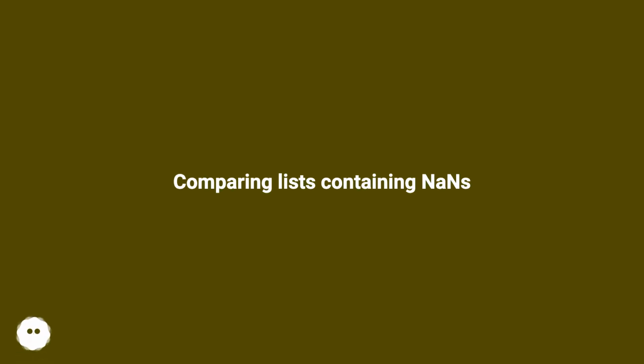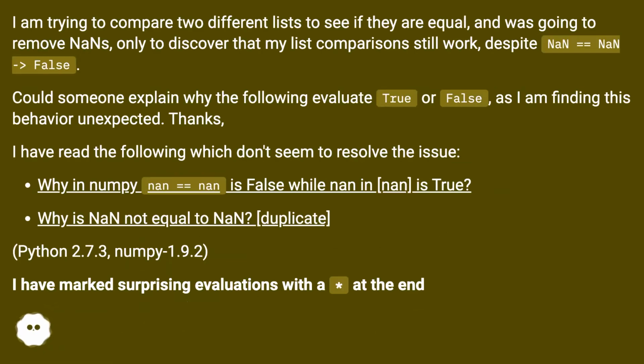Comparing lists containing NaNs. I am trying to compare two different lists to see if they are equal, and was going to remove NaNs, only to discover that my list comparisons still work, despite nan == nan being False. Could someone explain why the following evaluate true or false, as I am finding this behavior unexpected?